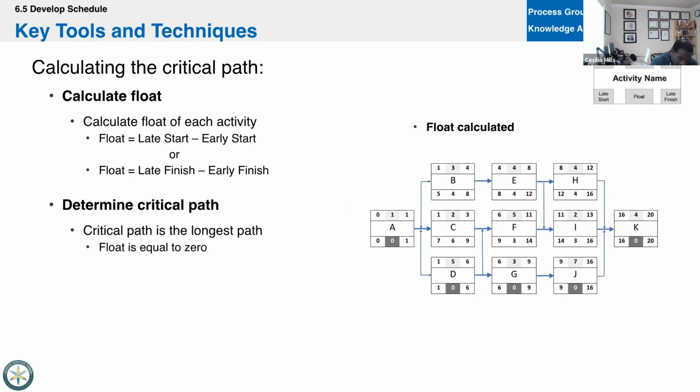Or you can take the late start minus the early start. 6 minus 6, 9 minus 6, 8 minus 4, 5 minus 1, right? And you do it all the way back. Now that we've done that, do we see the critical path? It's highlighted there. We just follow the path with 0 float.